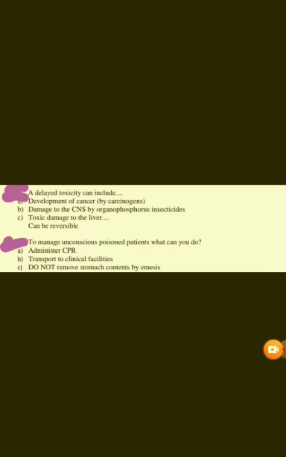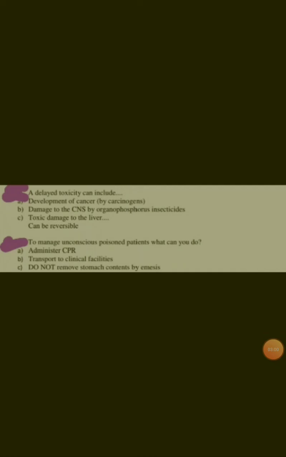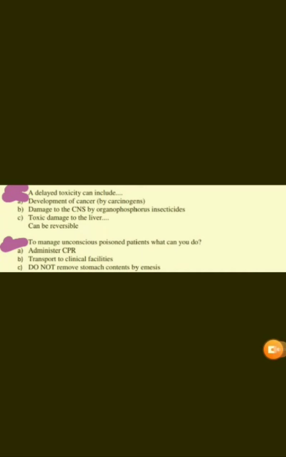Delayed toxicity can include development of cancer, damage to the CNS by organophosphorus insecticides, and toxic damage to the liver, which can be reversible.